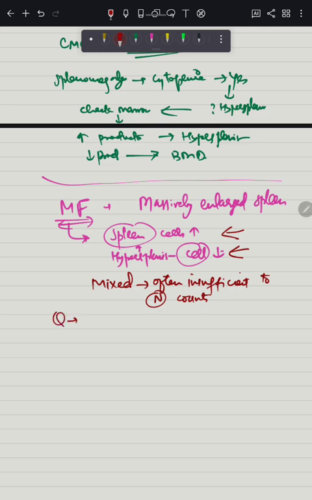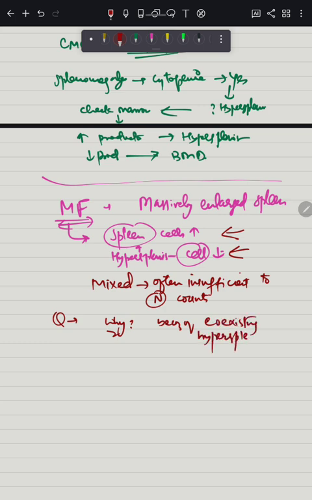In myelofibrosis, the spleen becomes a site of extramedullary hematopoiesis. Despite this, patients develop pancytopenia. Why? The answer is because of coexisting hypersplenism, which leads to sequestration and destruction of blood cells within the enlarged spleen.